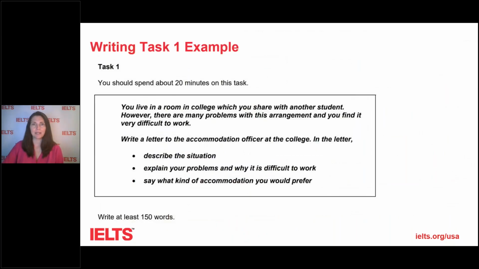Let's take a look at an example of writing task 1. And you'll see a recommendation to spend 20 minutes at the top, and then he gives a situation as well as 3 areas that you need to focus on in your letter.